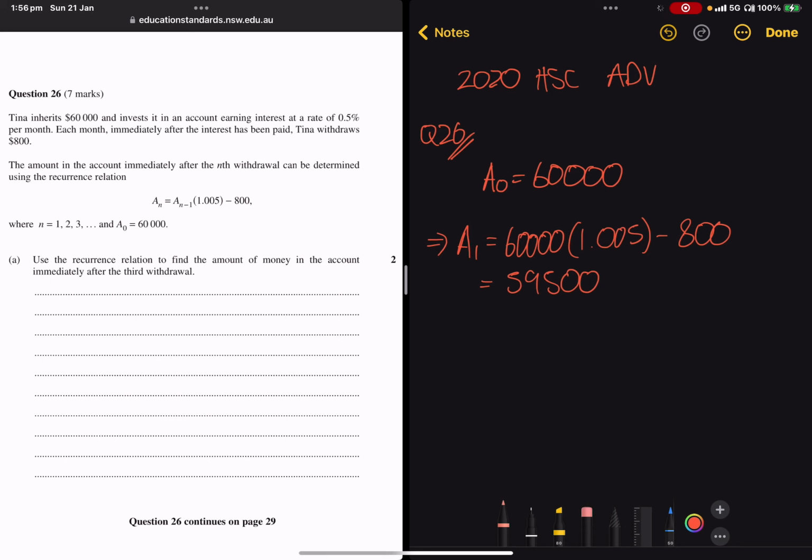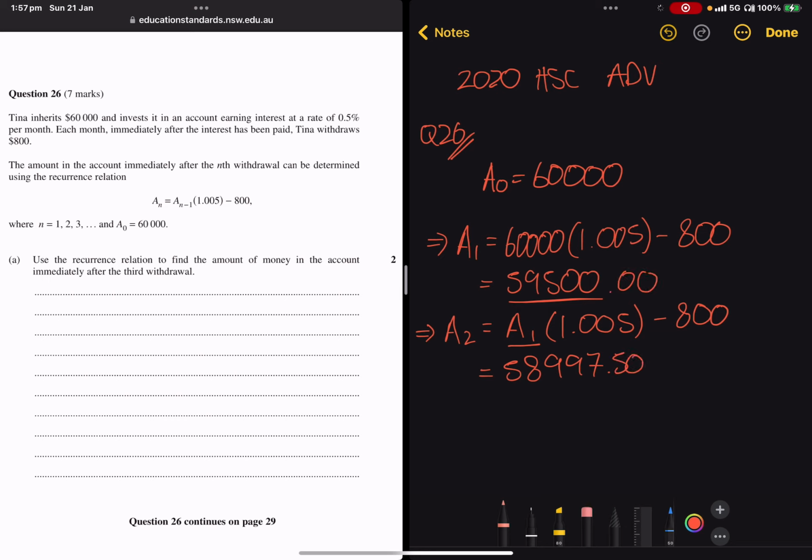What we're doing here makes sense because the 60,000 is being increased by 0.5%, which is the interest, before the 800 is taken out. And that's what we have. A2 is going to be A1 times 1.005. This amount that was left over will be increased by 0.5%, and then 800 will be subtracted. When we calculate this, we'll find that this is 58,997.50. This is what we get from the calculator.